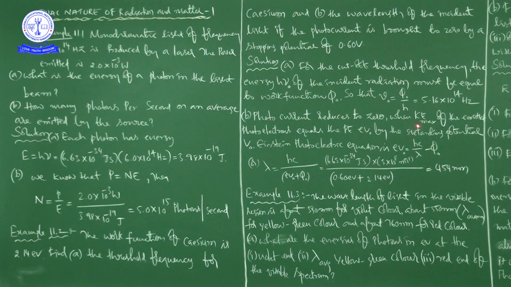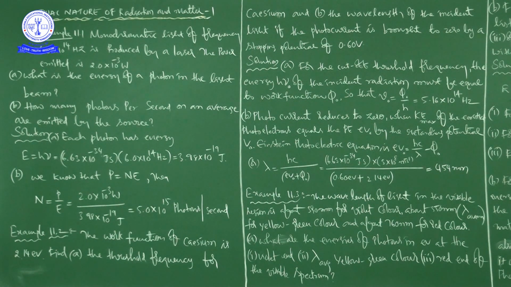You know the formula for threshold frequency: nu naught is equal to phi naught by h. Phi naught is given as 2.14 electron volt, and h is given as 6.63 into 10 to the power of minus 34 joule second. In place of phi naught, you can write 2.14 into 1.6 into 10 to the power of minus 19 joules, because joule is the SI unit. Electron volt is a unit of energy, so we are converting this electron volt into joules.